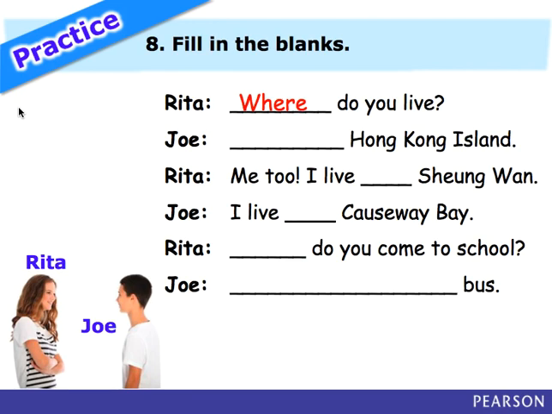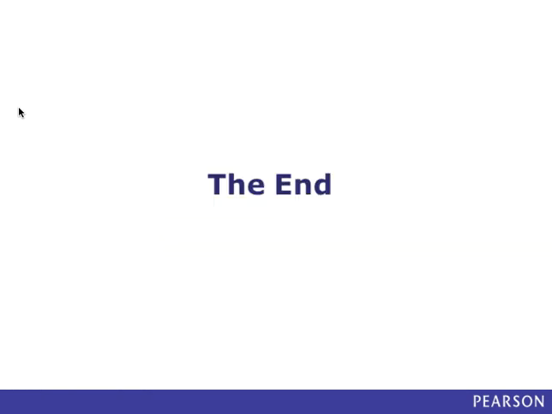Where do you live? I live on Hong Kong Island. Me too. I live in Sheung Wan. I live in Causeway Bay. How do you come to school? I come to school by bus.